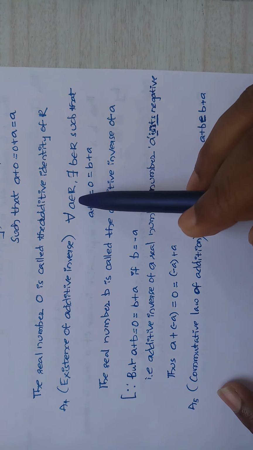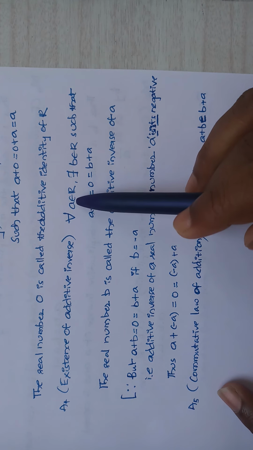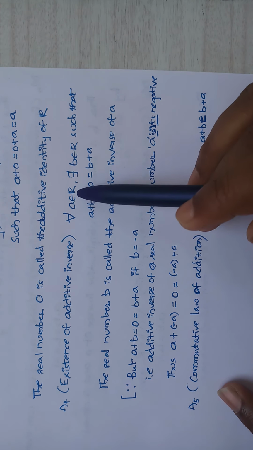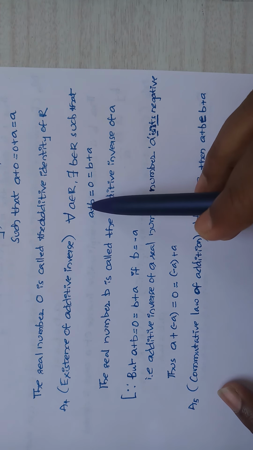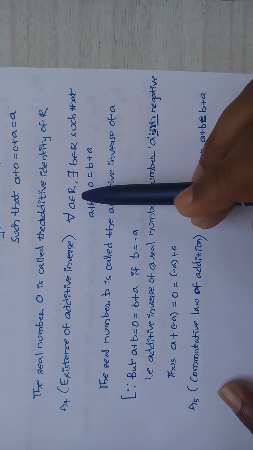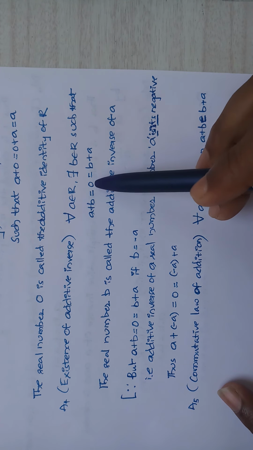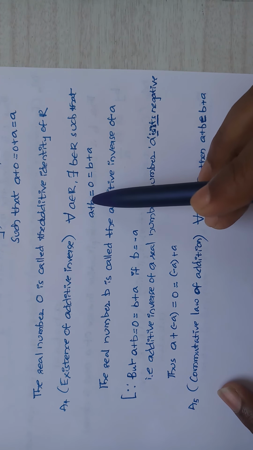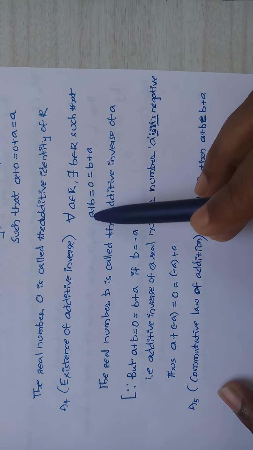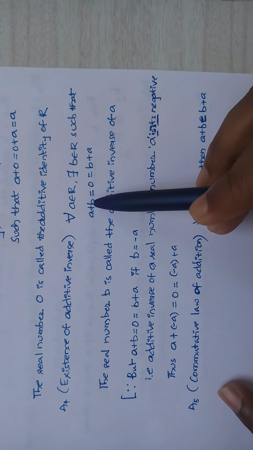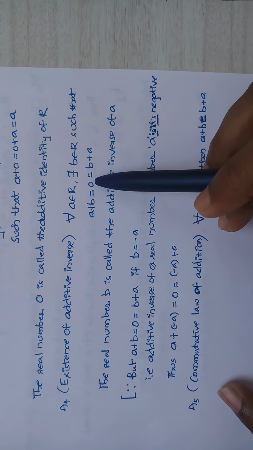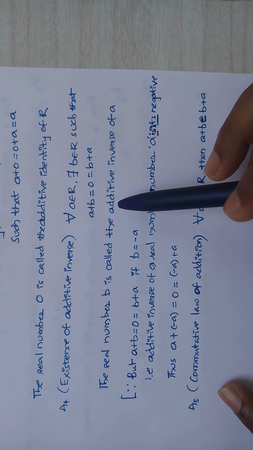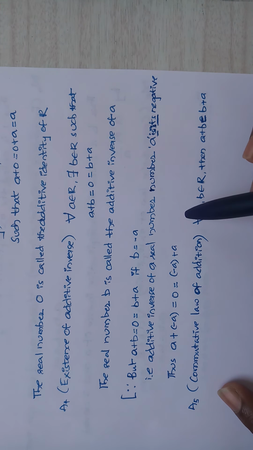Here take 1. If 1 belongs to R, then what is the inverse of 1? By adding what value do we get 0? If I take 1 in place of a, what value of b makes this 0? 1 minus 1 becomes 0. So here minus 1 we can call the additive inverse of 1.